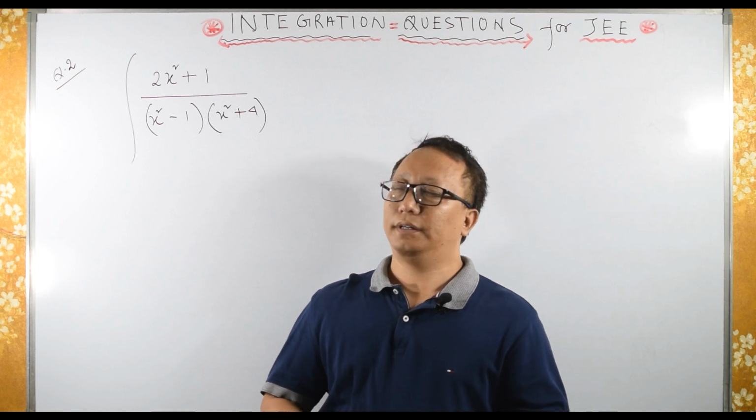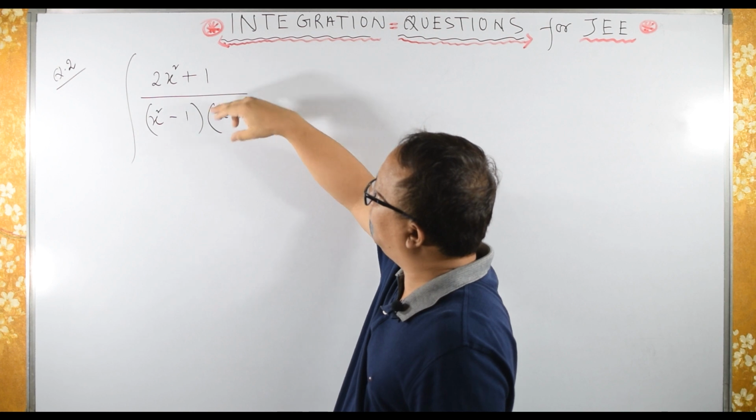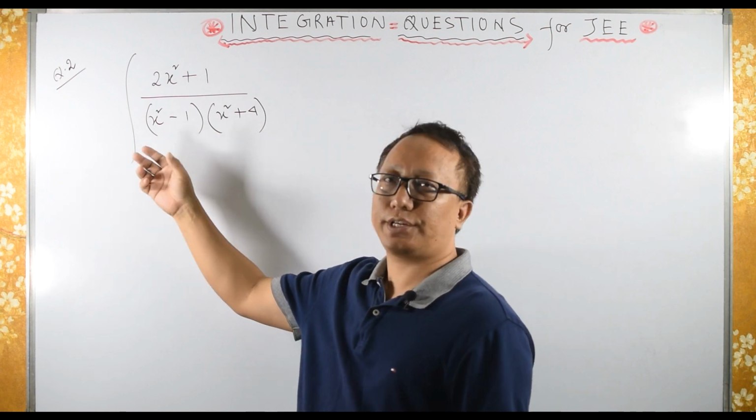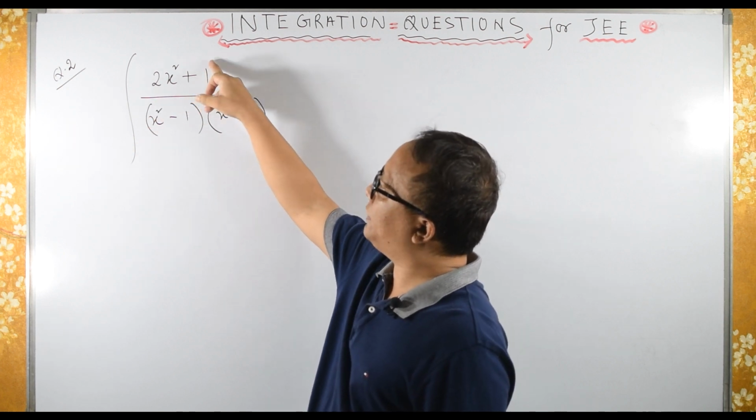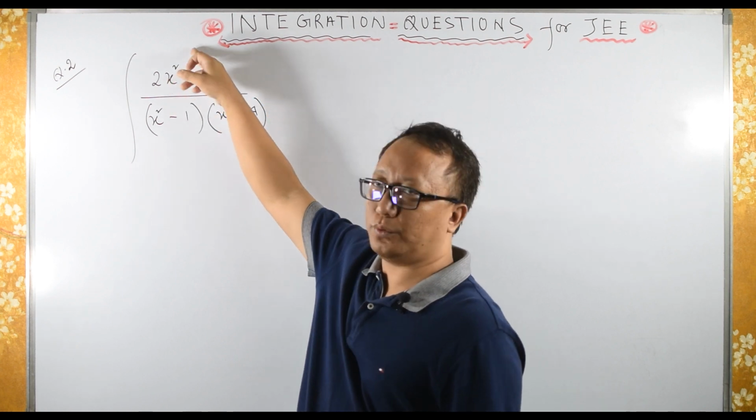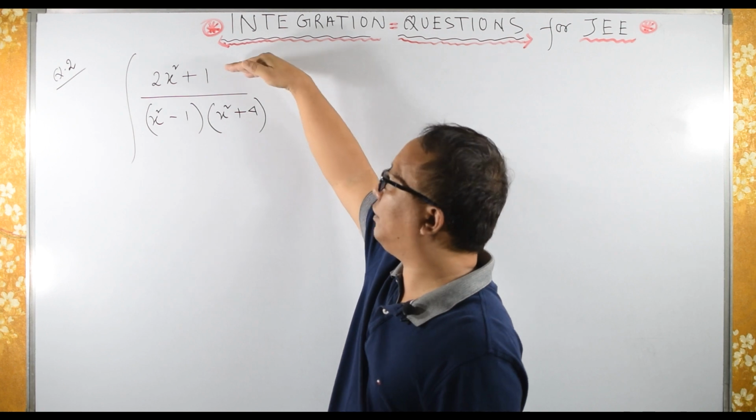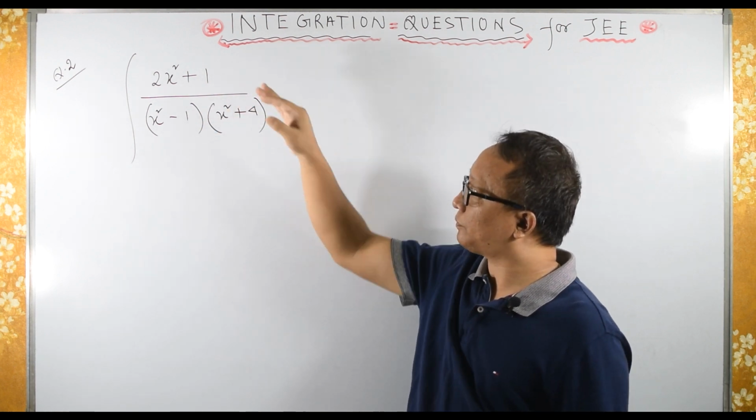Welcome back. In this integral, in the denominator we have x squared times x squared, so the order of the polynomial is x raised to 4. The order of the polynomial in the numerator is 2. Since the order of the denominator is greater than the order of the numerator, we can apply partial fractions.